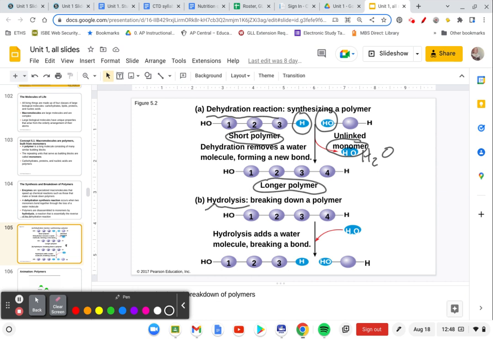Hydrolysis is the opposite. We're going to break something down by putting in water to split the molecule apart. So we're going to take that and we're going to split it apart. That's just the reverse. Now we're adding in water. And now we've got our smaller polymer and our monomer. Okay? So that's the two types of reactions. All these macromolecules we're talking about, they are all made with dehydration synthesis. They are all broken apart with hydrolysis.